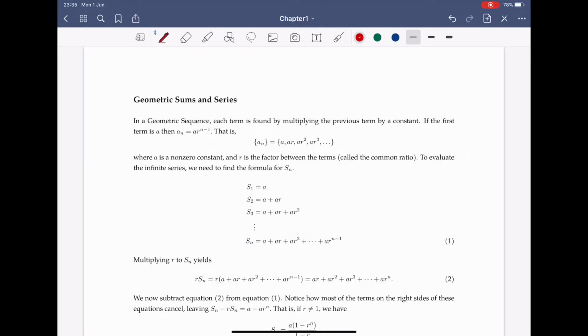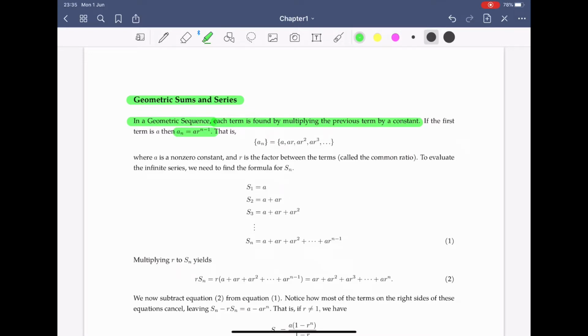Now let's look at some forms of series. The first form that we're going to learn is geometric sums and series. This is the most common one. You have seen this one before in high school, but let me give you a review here. In a geometric sequence, each term is found by multiplying the previous term by a constant. The standard form of the geometric sequence is a_n equals a times r to the n minus 1.